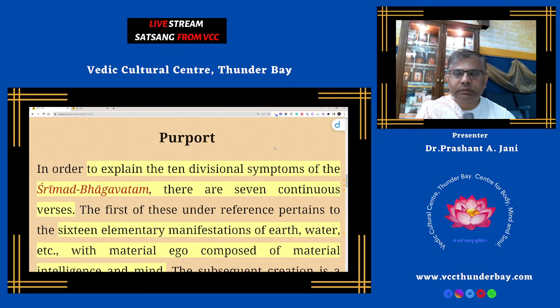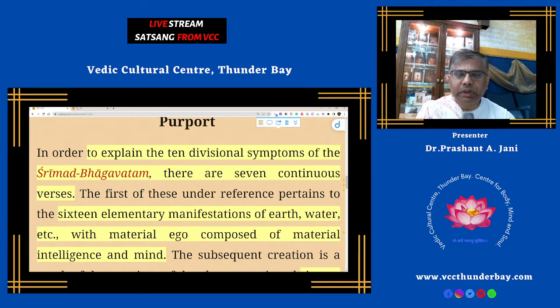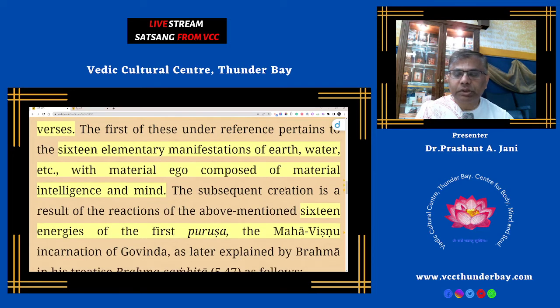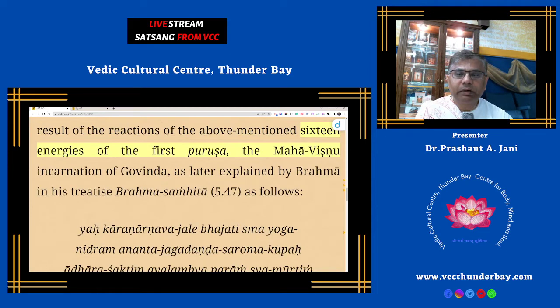Purport by Srila Prabhupada. In order to explain the 10 divisional symptoms of Srimad Bhagavatam, there are 7 continuous verses. The first of these pertains to the 16 elementary manifestations of earth, water, etc., with material ego composed of material intelligence and mind. The subsequent creation is the result of the reactions of the above-mentioned 16 energies of the first puruṣa, Mahavishnu, incarnation of Govinda, as later explained by Brahmā in his treatise Brahma Samhita, as follows.